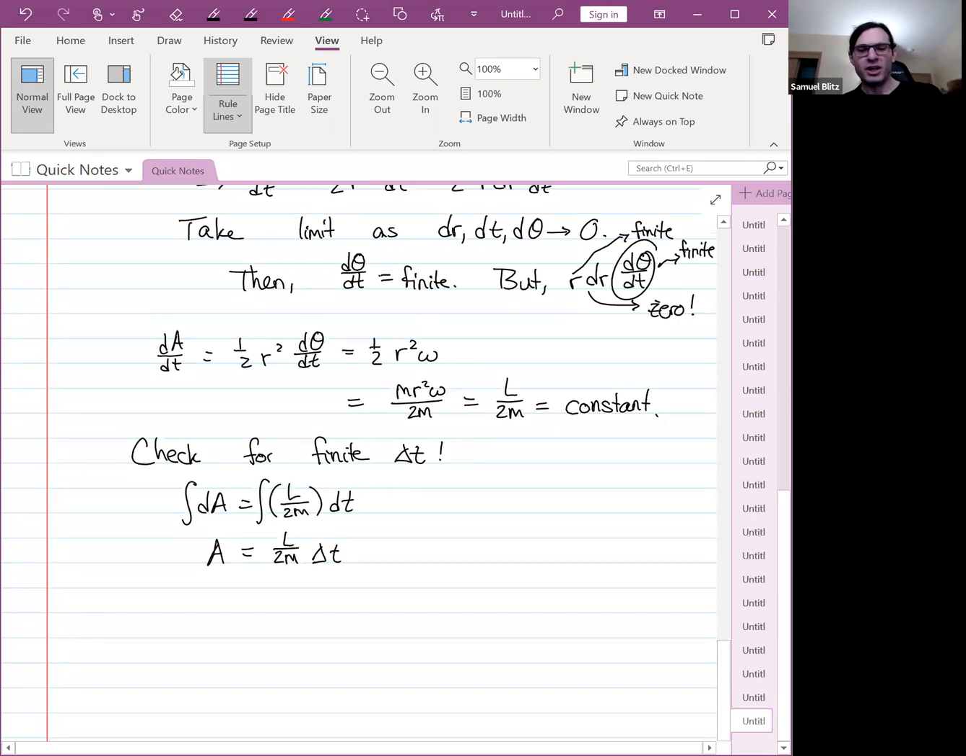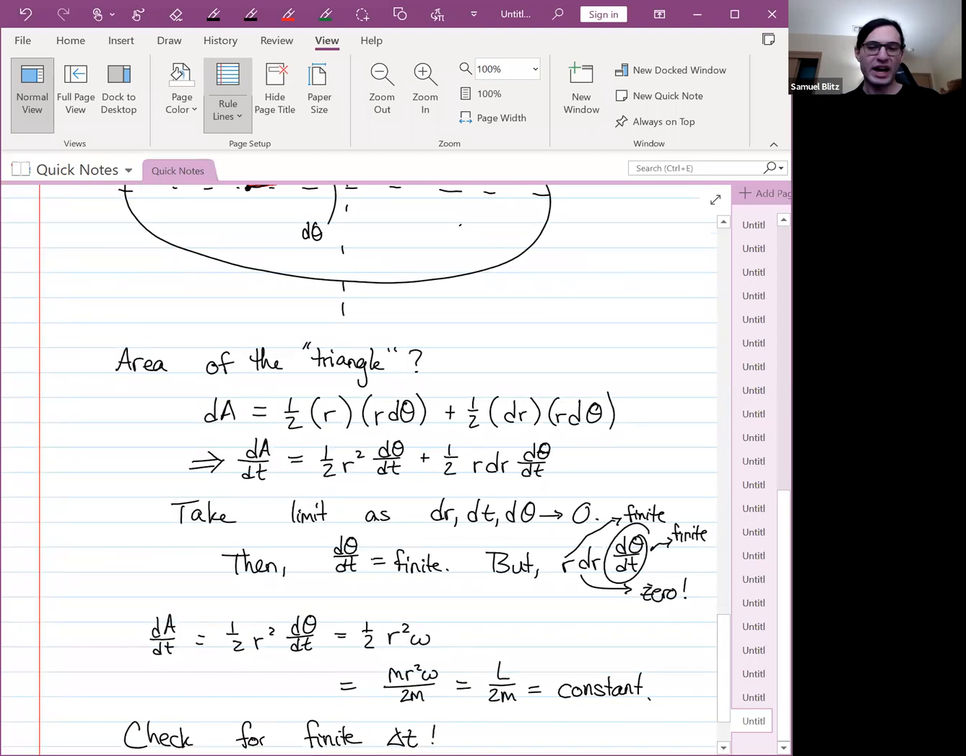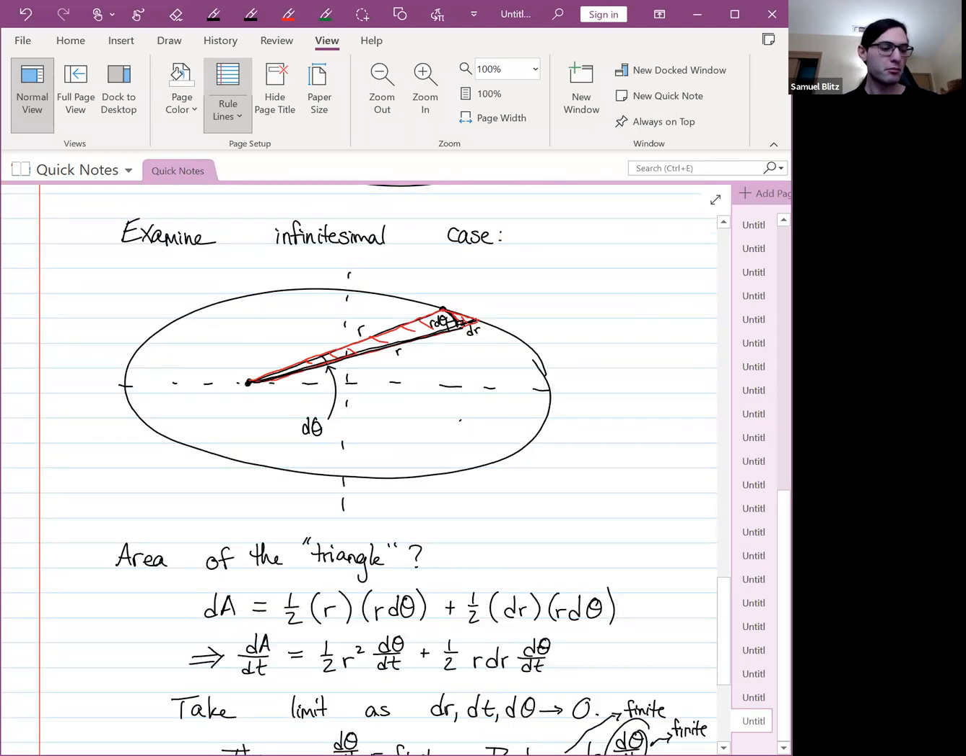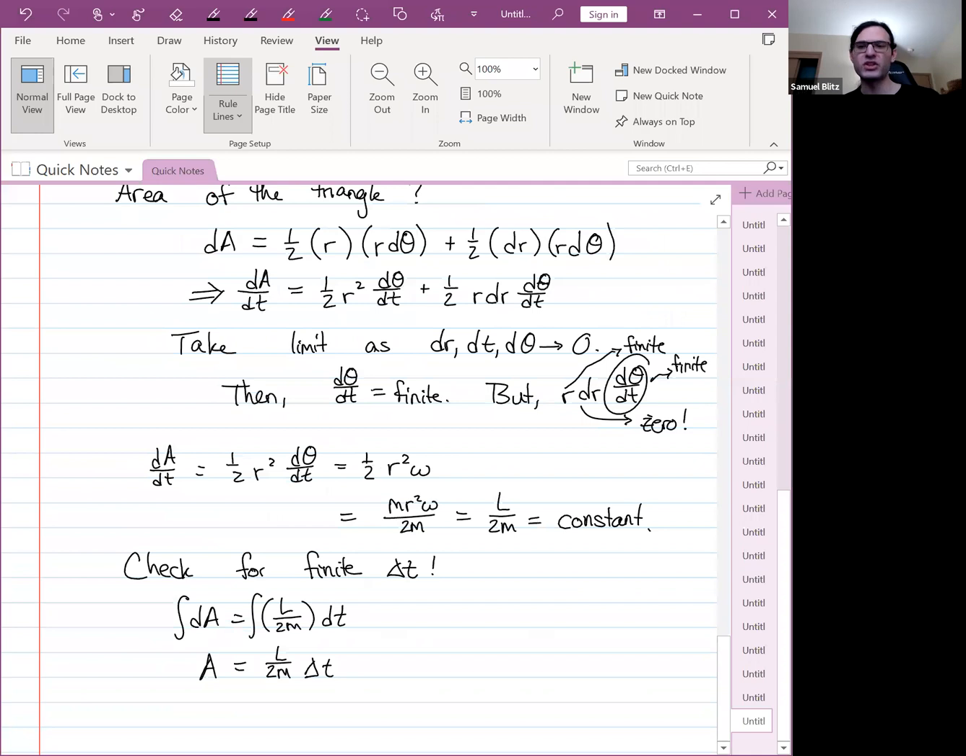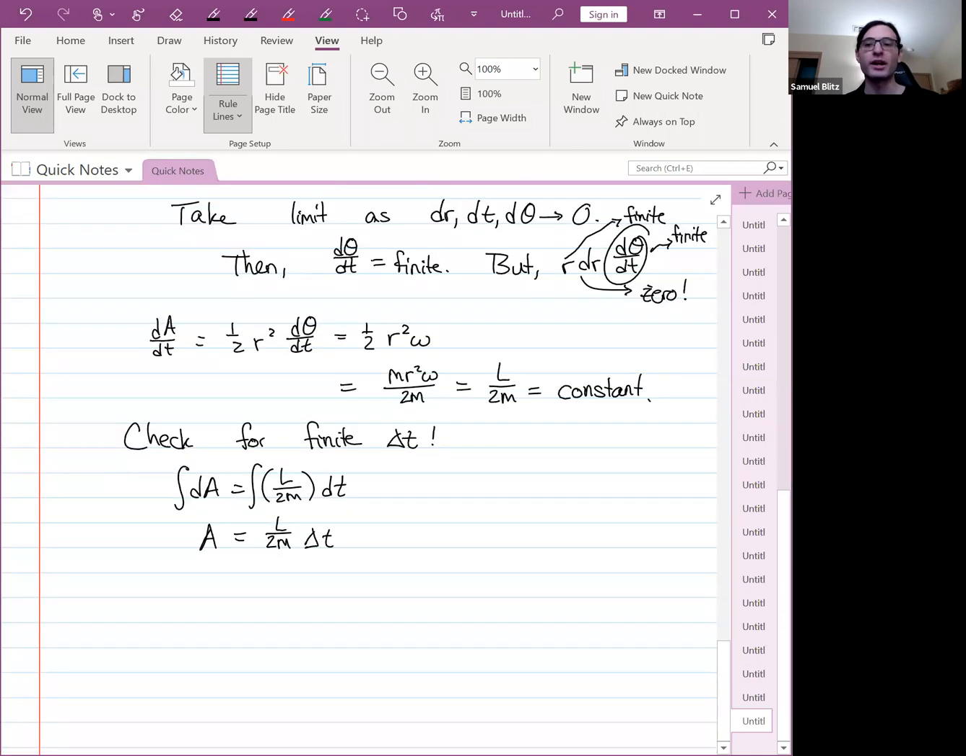Now, something to note here is we did not have to use the fact that the gravitational force goes as 1 over r squared. In fact, we didn't even have to use the fact that it was an ellipse. All we had to know is that angular momentum was conserved. That's it. And that gave us this property. So this is special because Kepler's first law required that gravity had a certain relationship with distance. Kepler's second law does not require that.